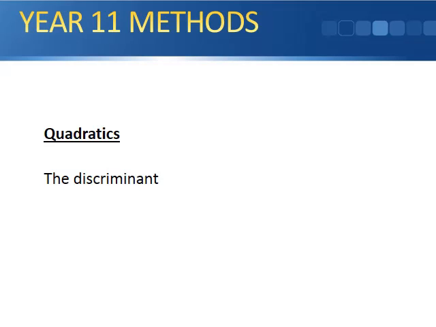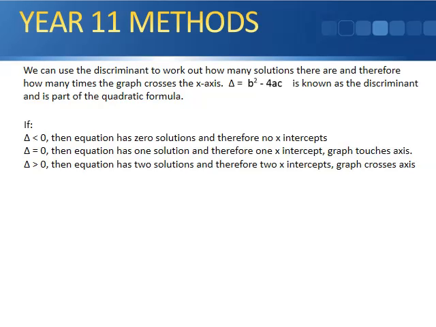Today we're going to be looking at the discriminant. We can use the discriminant to work out how many solutions there are and therefore how many times the graph crosses the x-axis. Now remember, the discriminant, that's the symbol, is the bit under the square root sign, so it's b squared minus 4ac, and that is that part of the quadratic formula.